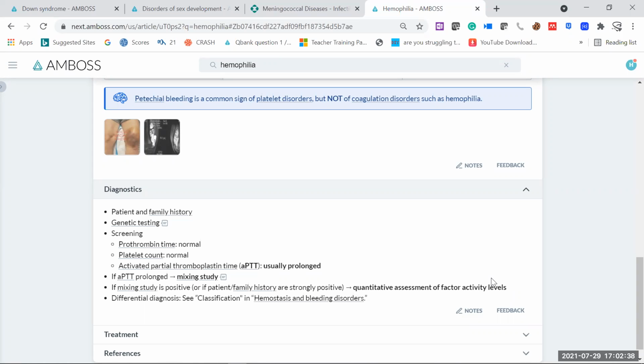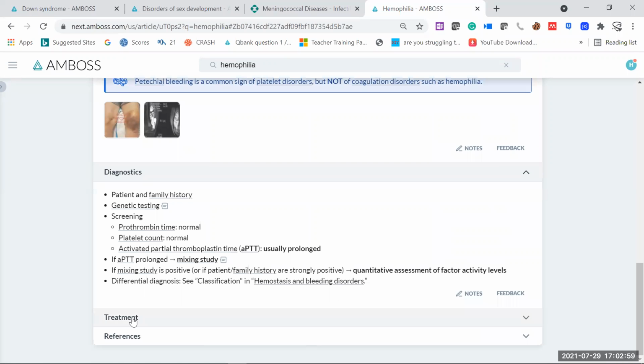We will mix the normal blood with the patient's blood just in order to see if there is any improvement or not. So of course, in the normal blood there are clotting factors. In the abnormal blood, or in this patient's blood, the clotting factors are deficient. So you will find that the clotting factors are there and they will of course help in stopping the bleeding.